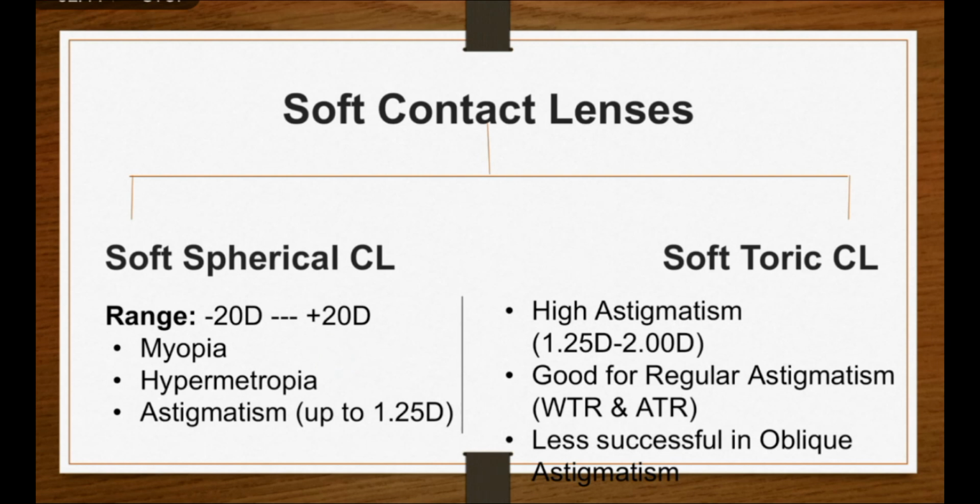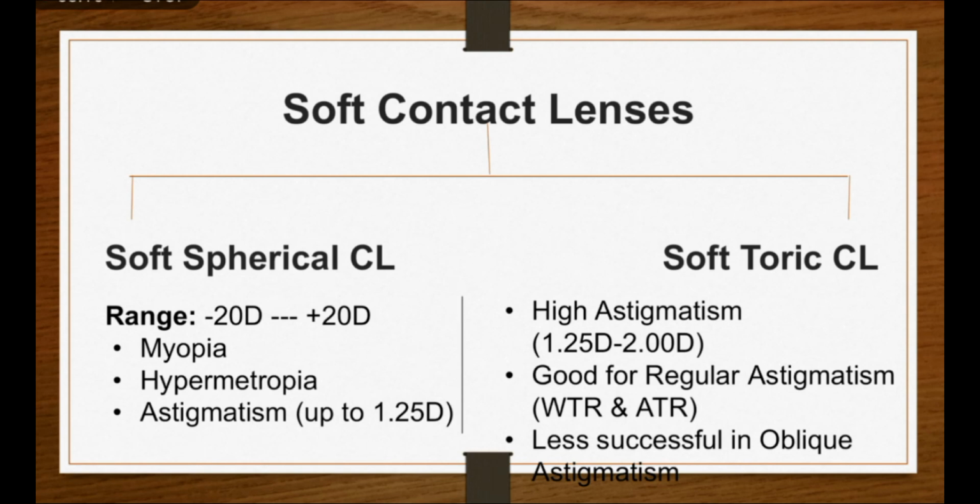But soft toric contact lenses, like cylindrical lenses, are for astigmatism, and soft toric contact lenses are for high astigmatism, which can range from 1.25 diopters up to 2 diopters, right? So if a patient has high astigmatism or does not want to wear the hard lenses, which are the rigid gas permeable lenses, you can switch to the soft toric contact lens in order to correct the astigmatism, and they are really good for regular astigmatism.